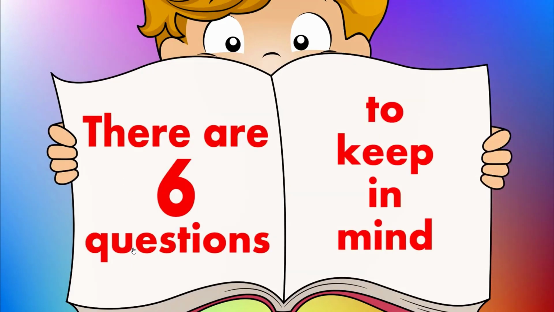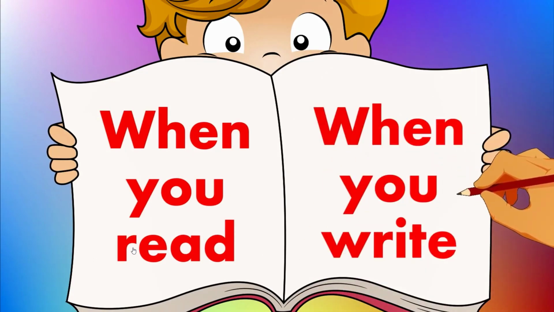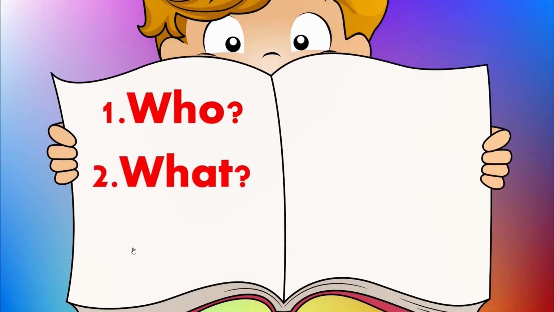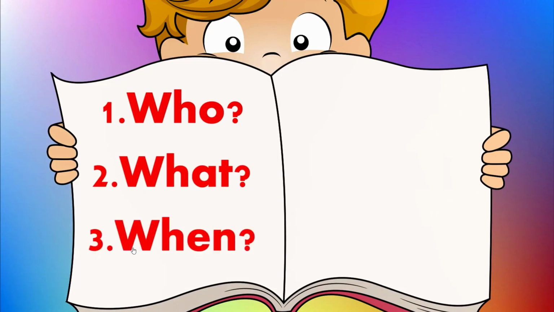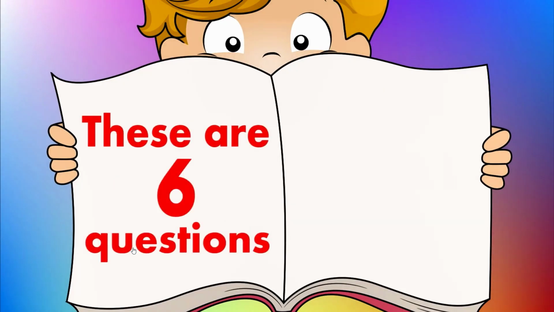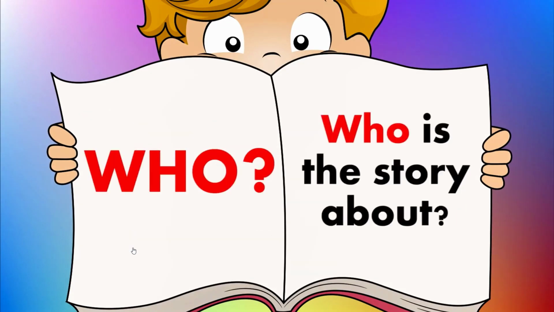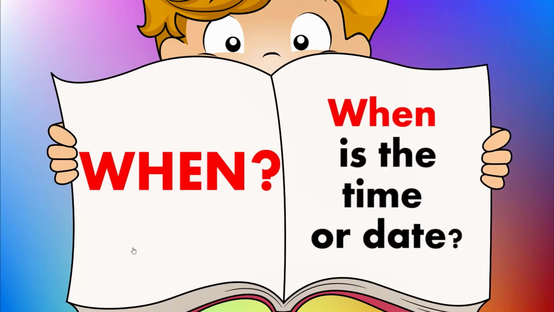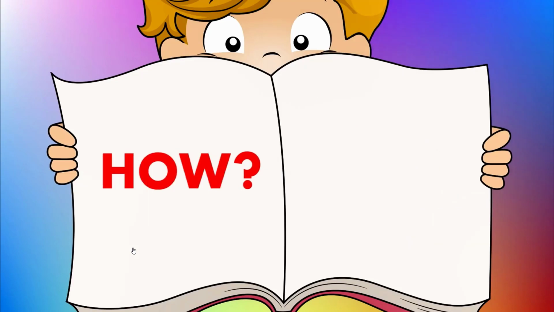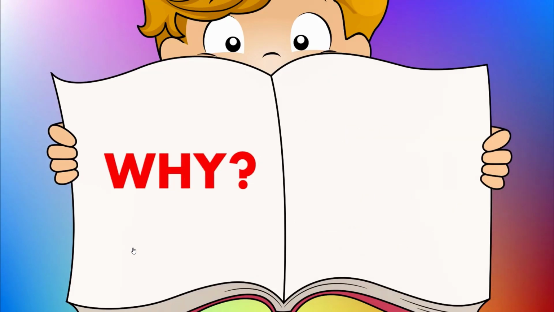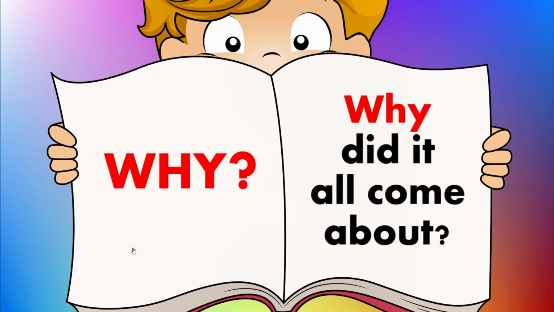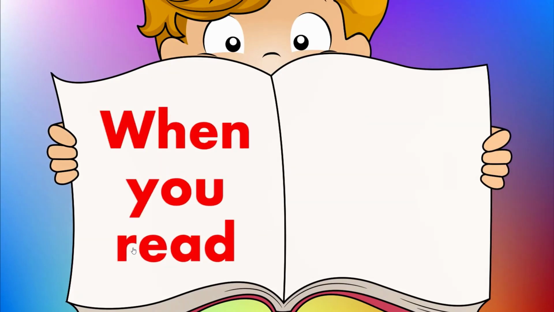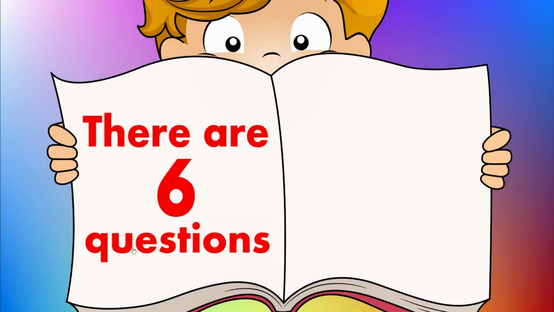Are six questions to keep in mind when you read, when you write. There are six questions to keep in mind. Who, what, when, where, how, and why. Who, what, when, where, how, and why. Who, what, when, where, how, and why. These are six questions to keep in mind. Who is the story about? What? What happened and what went down? When? When is the time or date? Where? Where does the story take place? How? How did things happen and work out? Why? Why did it all come about? When you read, when you write, there are six questions to keep in mind when you read, when you write. There are six questions to keep in mind.